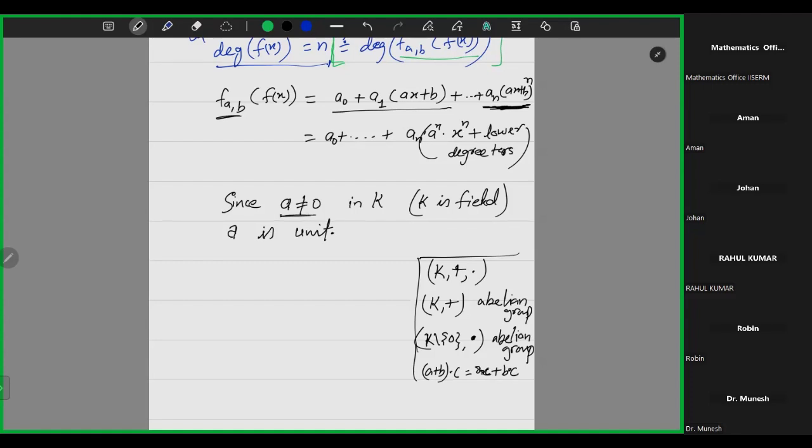So if A is a non-zero element in K, then it comes into this and it is invertible. Every element in an abelian group has its inverse. So from that A is a unit, and any power of A will be a unit. So An into A power n into x power n plus lower degree terms. This is FAB of Fx.